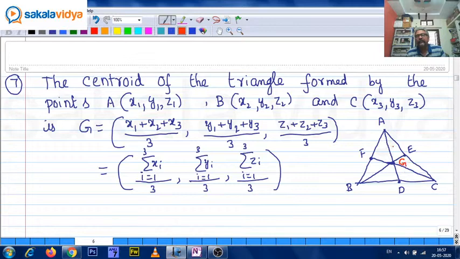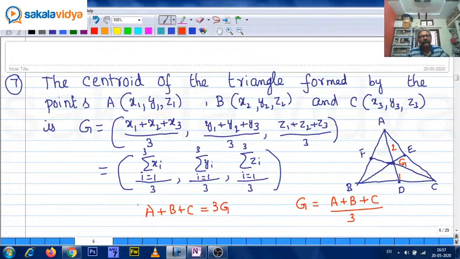G divides AD in the ratio 2:1. Here also the same 2:1 ratio. So now this can be remembered like this. G is equal to, in vector form, for example, position vector of A is A, position vector of B is B, position vector of C is C, then position vector of G is given by (A plus B plus C) by 3. Or we can remember it like this also: A plus B plus C is equal to 3G, 3 times the centroid. You remember it like this also.